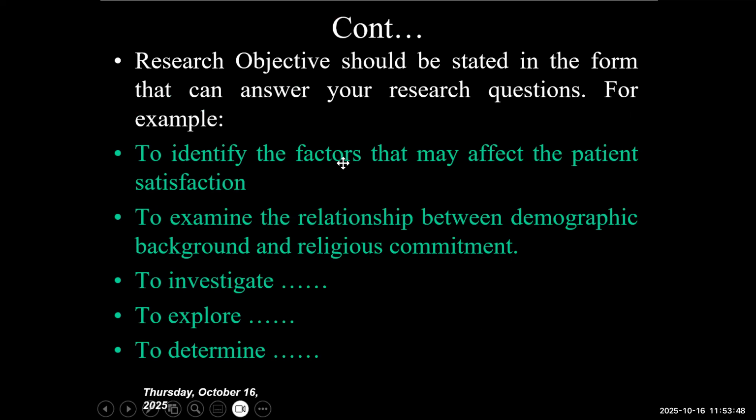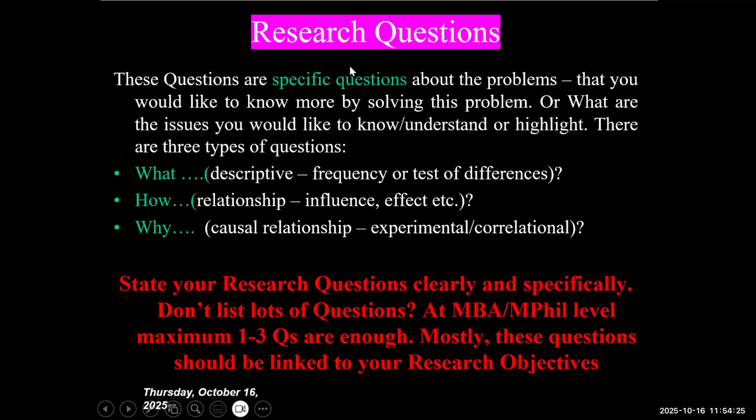So this is a continuation, and the research objectives should be stated in the form that can answer your research questions. For example, to identify the factors that may affect patient satisfaction. That is one objective. To examine the relationship between demographic background and religious commitment. That's also an objective. To investigate, to explore, to determine, that's how you state your objectives. So learn the keywords that are being used here and then use them as you state your purpose and then your objectives. And the next one that we move on to is your questions.